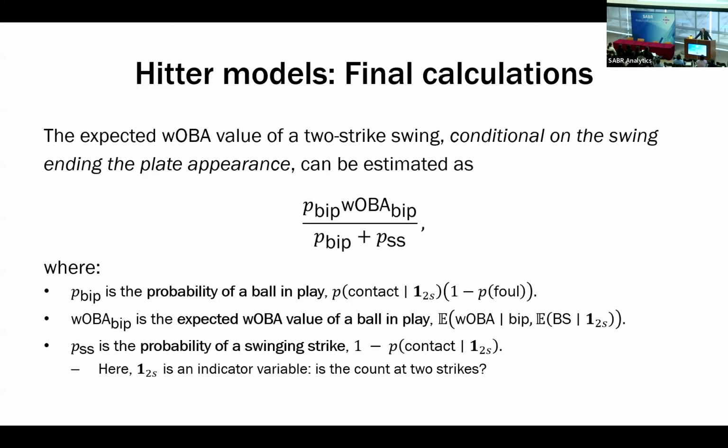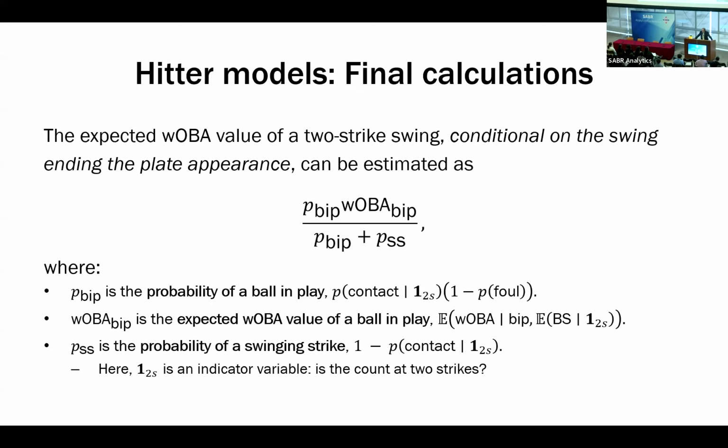Okay, so let's put everything together. So the expected wOBA value of a two-strike swing conditional on the swing ending the plate appearance can be estimated as the probability of a ball in play times the expected wOBA value of a ball in play divided by the probability that that swing ends the plate appearance. So in other words, the probability of a ball in play plus the probability of a swinging strike. The foul would be the only thing that doesn't end the plate appearance. Okay, I've also given formulas for those in terms of the models that I showed you earlier.